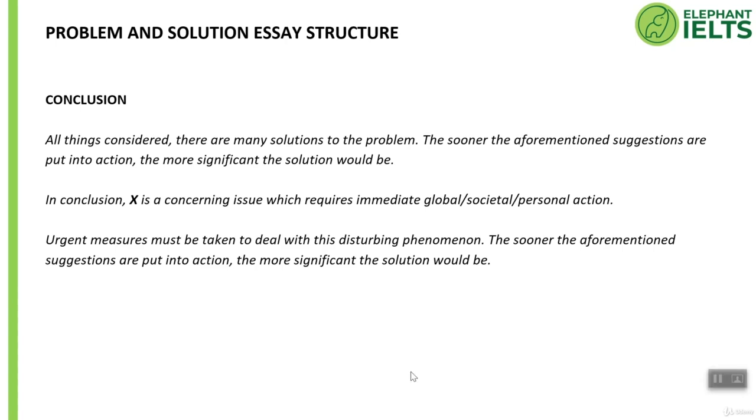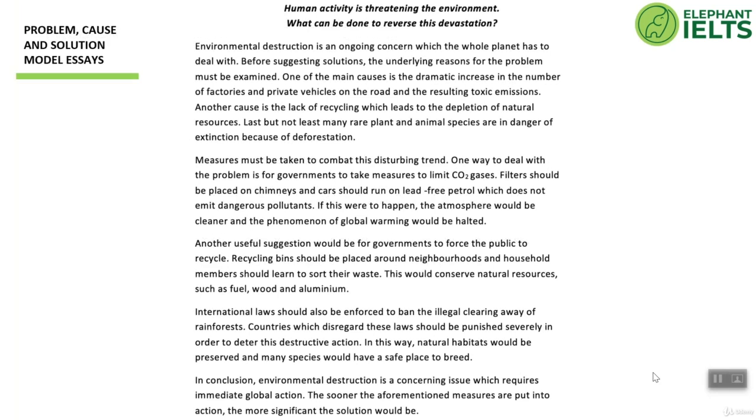So once again, following the structure for the problem and solution essay will give you the tool to answer this type of question confidently and will ensure a higher band score in the IELTS test. Let's look at a model essay together. The topic is human activity is threatening the environment. What can be done to reduce this or to reverse this devastation?